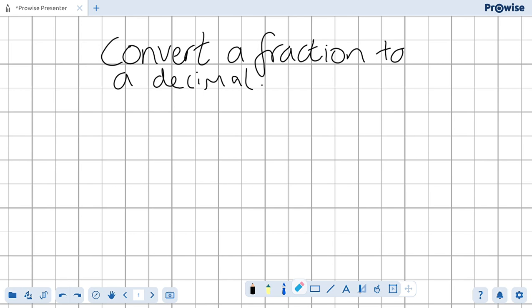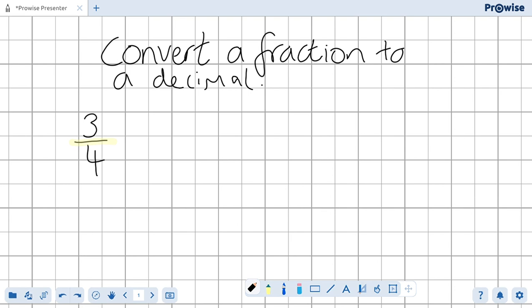Just going to quickly show you a method for converting a fraction to a decimal, as it says there on the screen. Convert a fraction to a decimal. There's actually quite a quick way of doing this. If we take the fraction 3/4, for example, we've got a numerator of 3, a denominator of 4, and this line in the middle that I'm highlighting is essentially division.